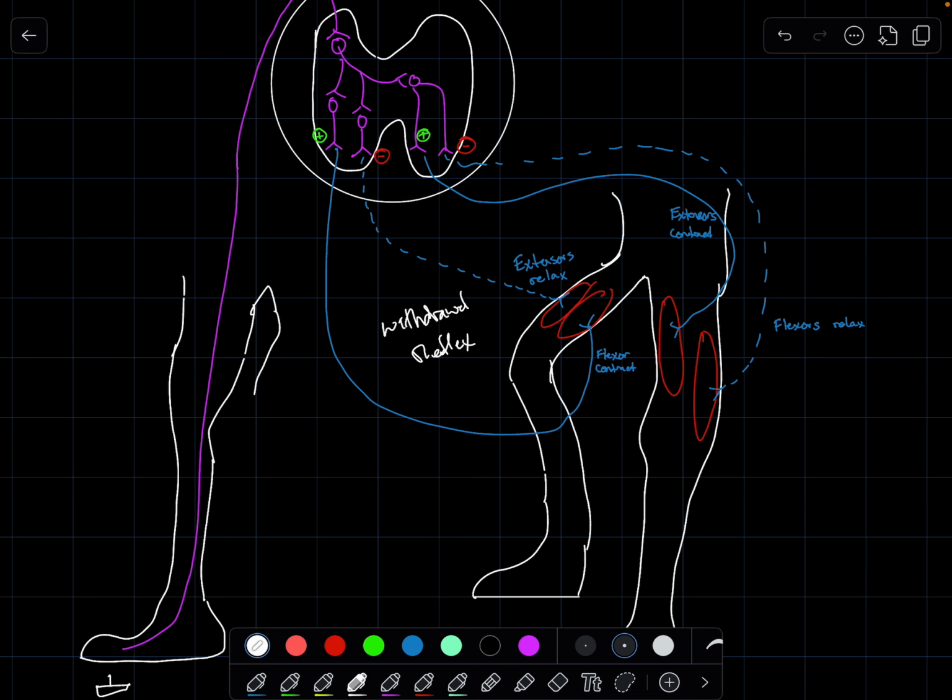This motion would allow us to lift our leg, but because we lift our leg, we need to be supported by this other leg. And so what's going to happen is the same signal from the sensory neuron is going to tell the extensors on the opposite leg to contract, right? So your quadriceps contract, and your hamstrings relax so that you can stabilize yourself.